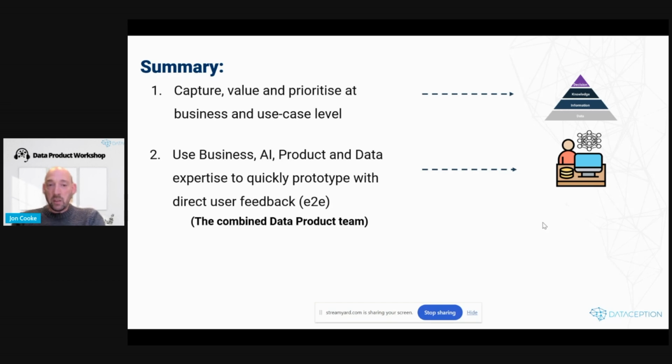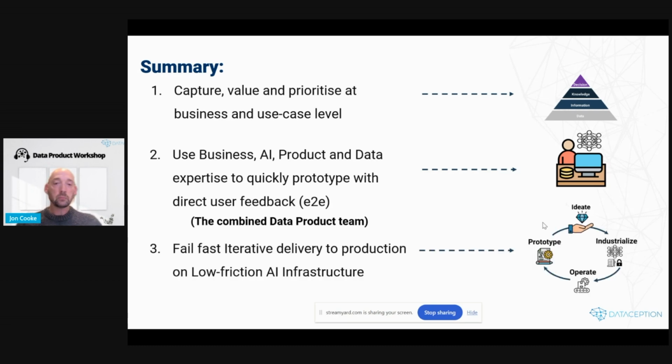The idea is that you can bring together the people you need to actually solve these problems fundamentally. What you don't want is to throw and catch between different parts of the organization, which takes time and creates friction. This has quite an operating model implication, but if you can get it right, it works really well. We call this the combined data product team. It could be virtual, it could be org chart related, but it's really important that it's there.